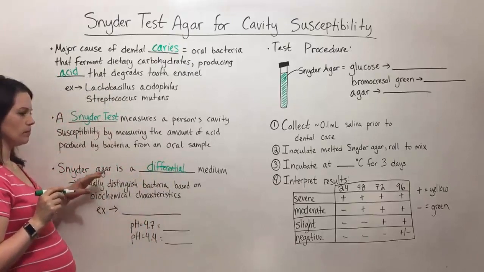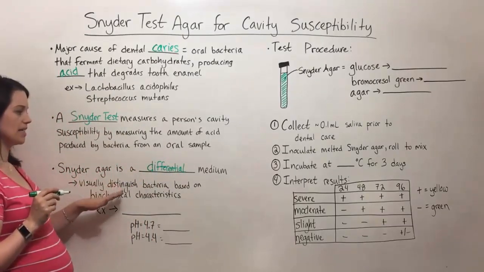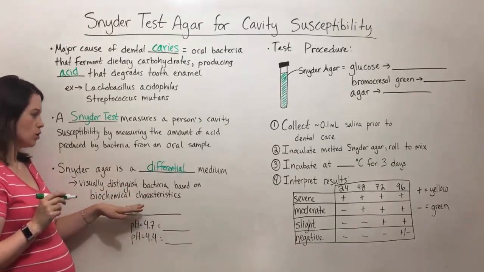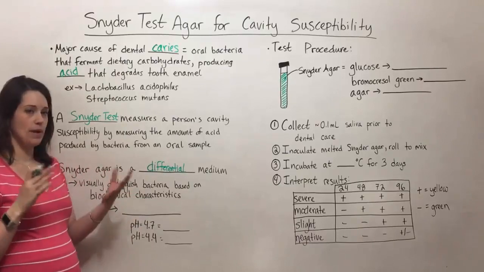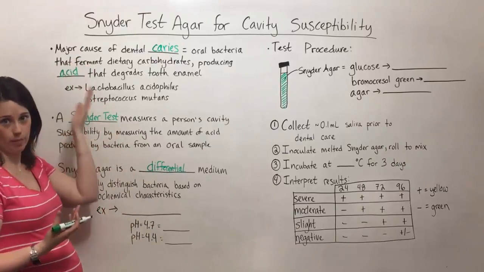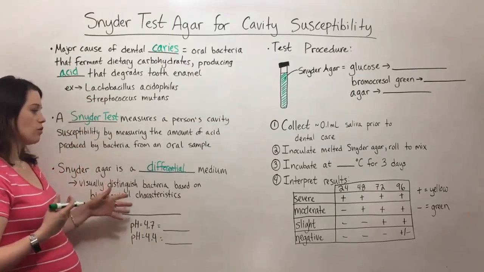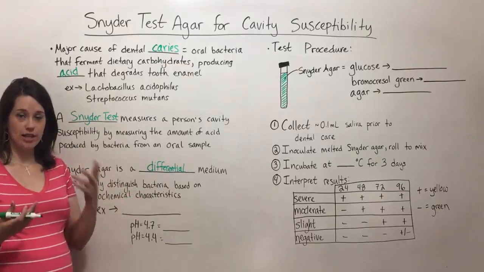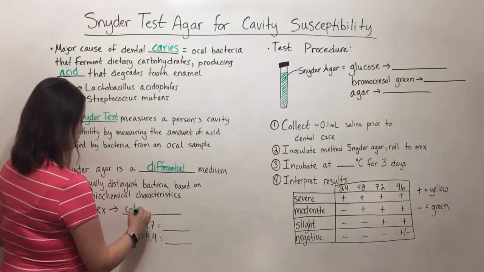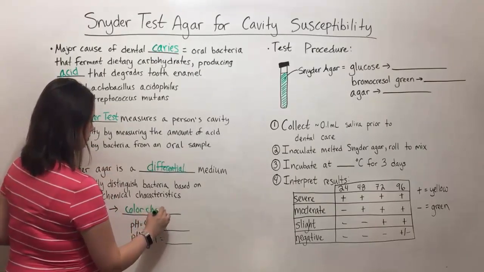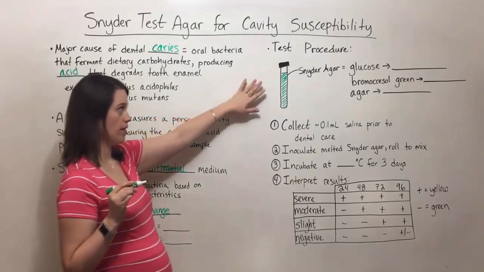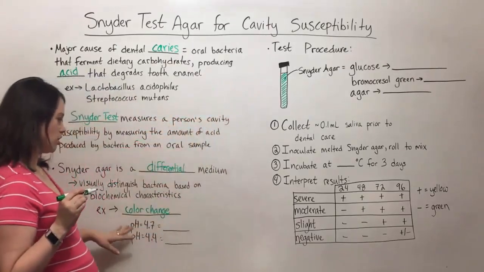Differential medium is one that visually distinguishes bacteria based on biochemical characteristics. So basically, if you've got different types of bacteria, they have different kinds of biochemical characteristics, such as the ability to ferment or not. That can result in changes that can be seen visually, something like a color change, for example. And in particular, with the Snyder agar, it has to do with the pH.